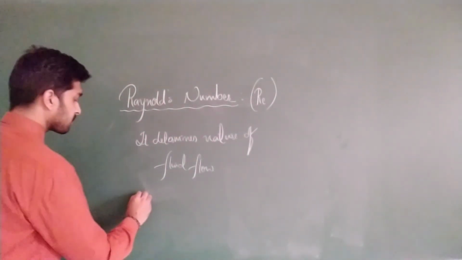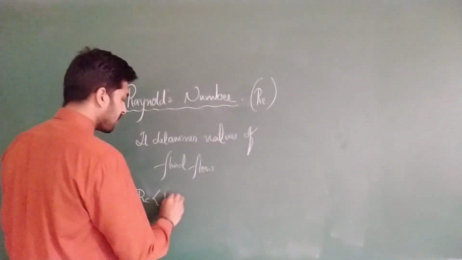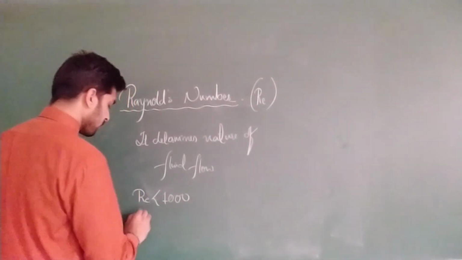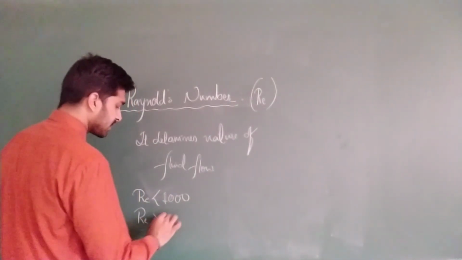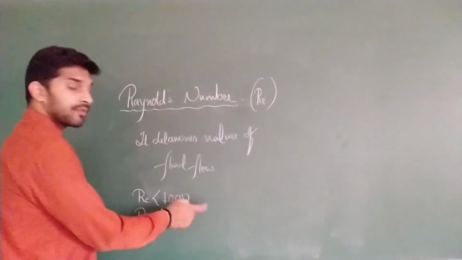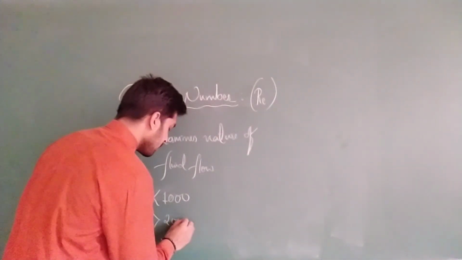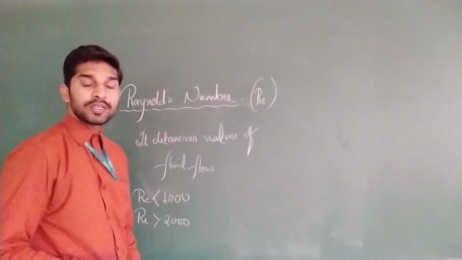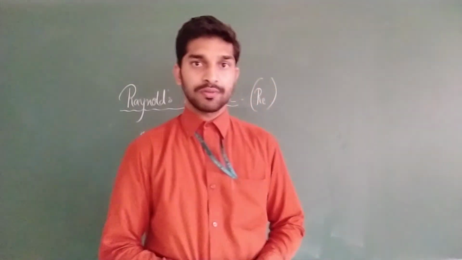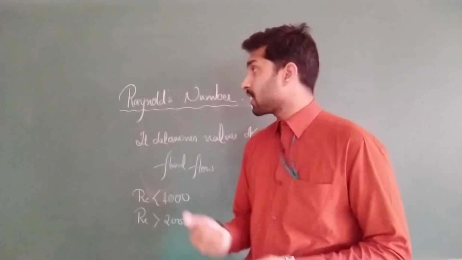So for Reynolds number, we have some conditions. If the Re value is less than 1000, we specify it as streamline flow. If the Re value is greater than 2000, it is turbulent flow. If it is between 1000 and 2000, it is not decided. Sometimes the fluid may be in steady motion, and sometimes in turbulent motion. We will discuss it again in our next class.